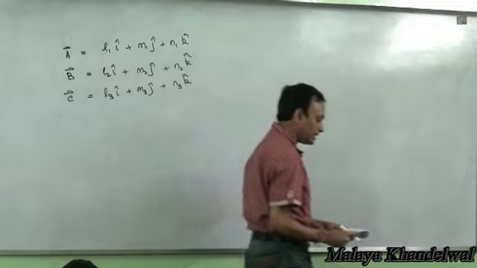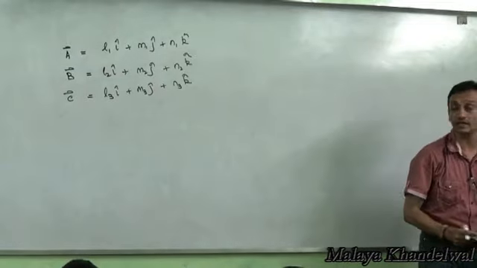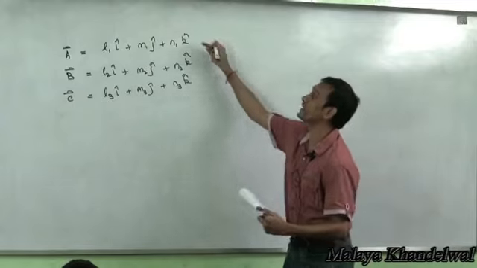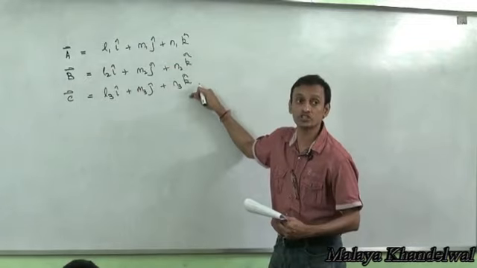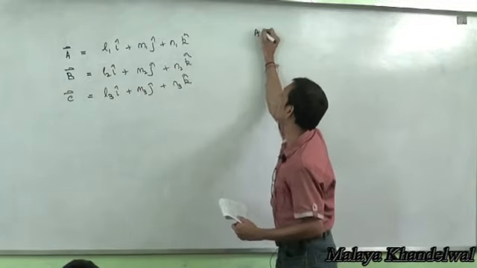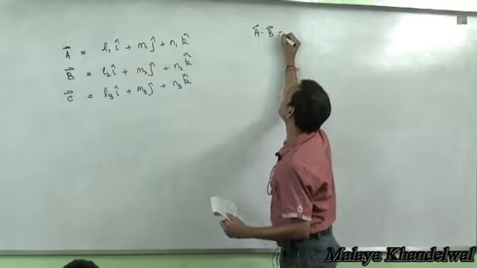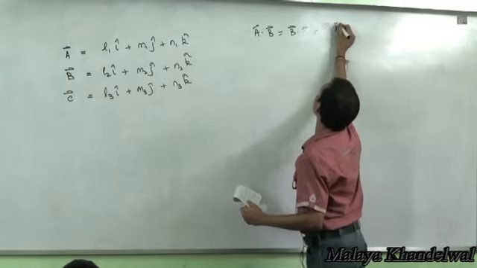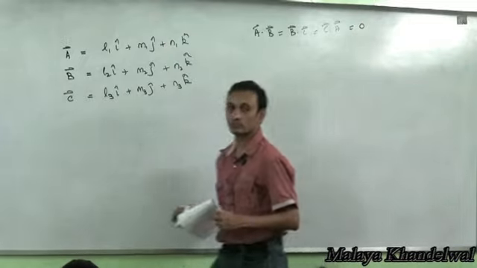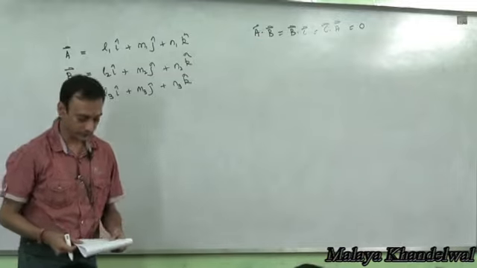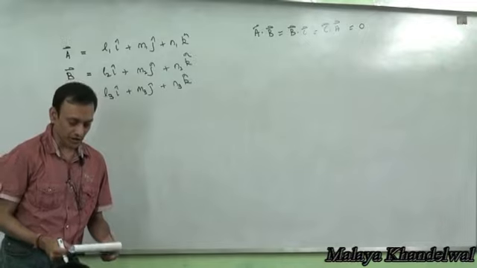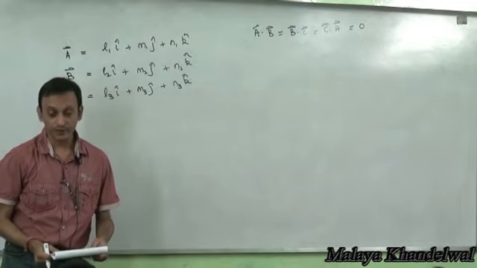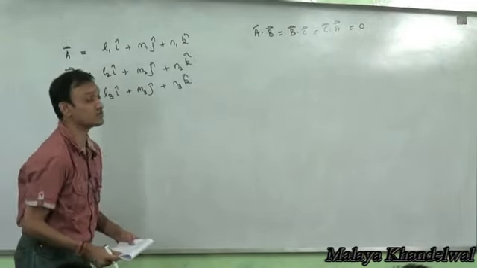We need to find a line equally inclined to these three mutually perpendicular lines. It's also given that A dot B, B dot C, and C dot A are all 0. They are mutually perpendicular, and that's given in the problem. We need to find the direction cosines of a line that is equally inclined to these three lines.